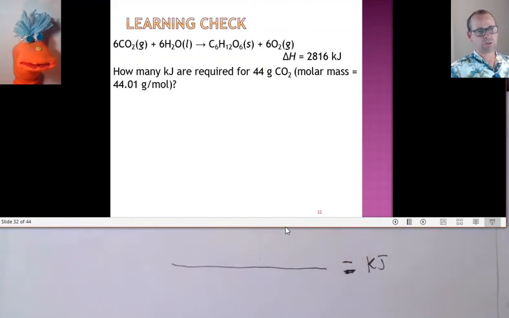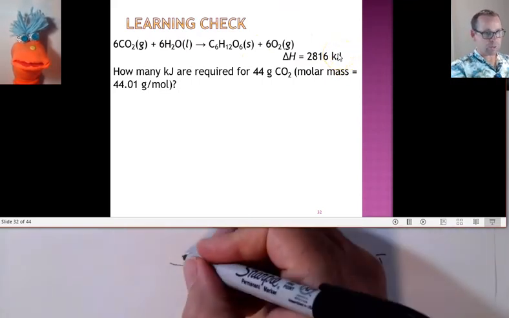And what do we want to start with? We could try the 44 grams of carbon dioxide and convert that to moles, because we do know that 6 moles has a delta H of 2,816. This is positive. Does that mean that it's absorbing the energy? That's right. This is how much heat energy is required for this process to occur. The positive sign tells you that 6 moles of this, 6 moles of that, 1 mole of this, and 6 moles of that requires, not releases, requires, that's the positive sign, 2,816 kilojoules.